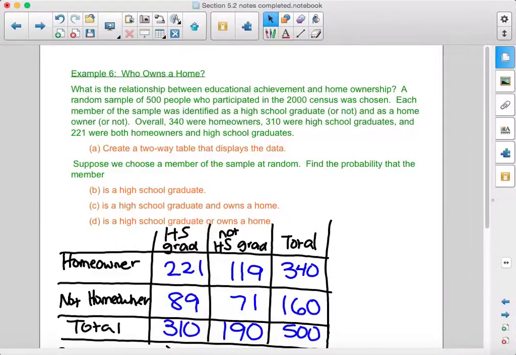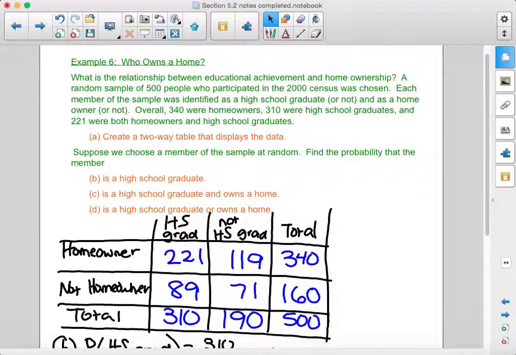So first, my two different variables that were being measured are whether or not the person in the sample was a homeowner or a high school grad. So you can see I arranged the numbers. I knew there were 500 total people. 221 were both homeowners and high school grads. A total of 310 were high school grads, which led me to know that 89 high school grads were not homeowners, and so on. So I filled out the table.